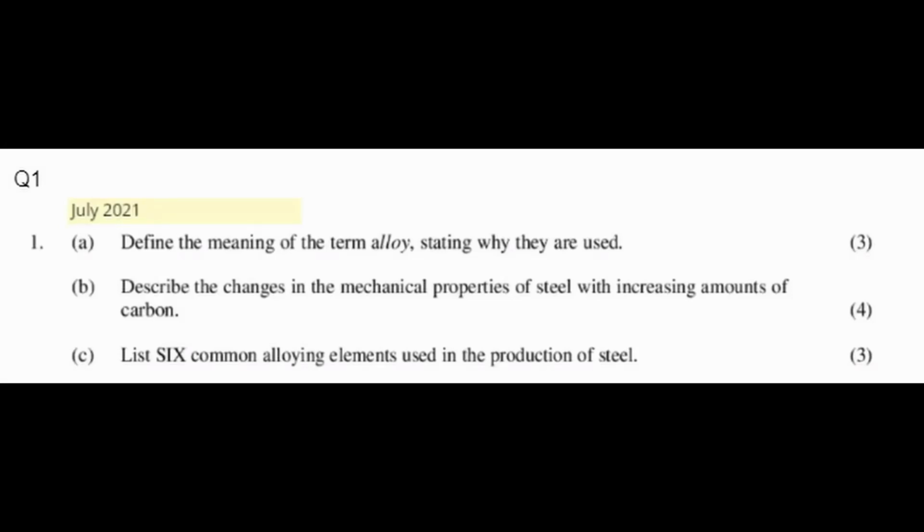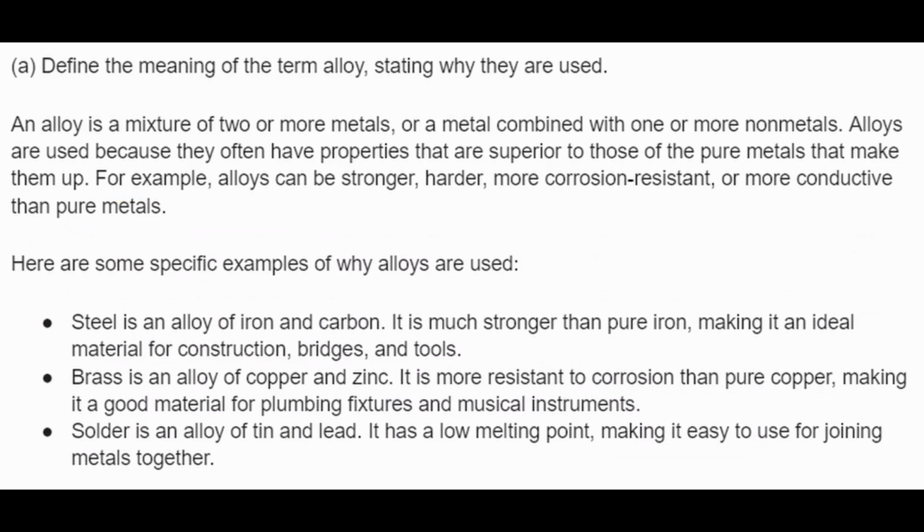Define the meaning of the term alloy, stating why they are used. An alloy is a mixture of two or more metals, or a metal combined with one or more non-metals. Alloys are used because they often have properties that are superior to those of the pure metals that make them up. For example, alloys can be stronger, harder, more corrosion resistant, or more conductive than pure metals.